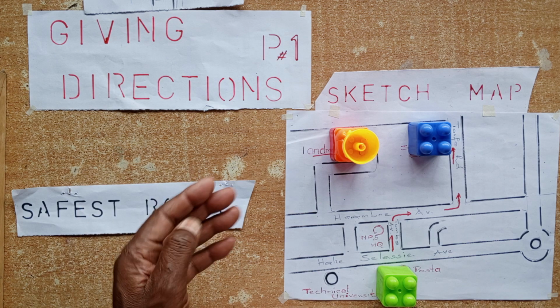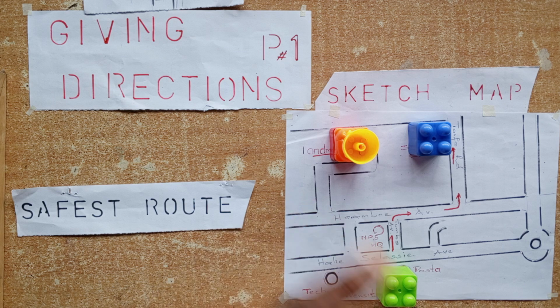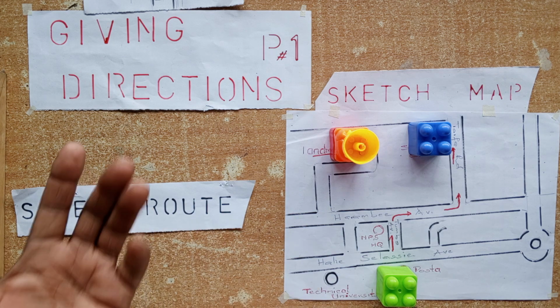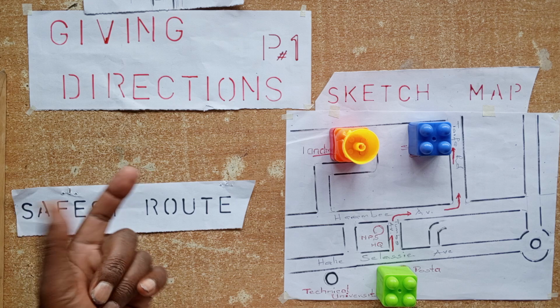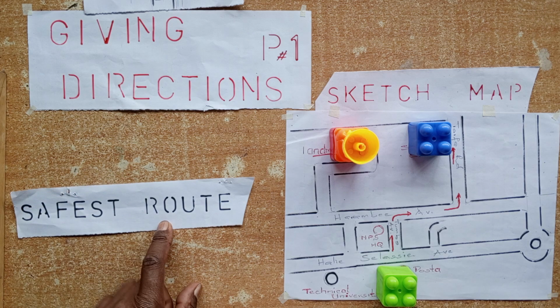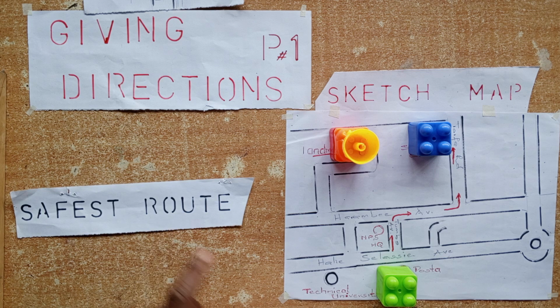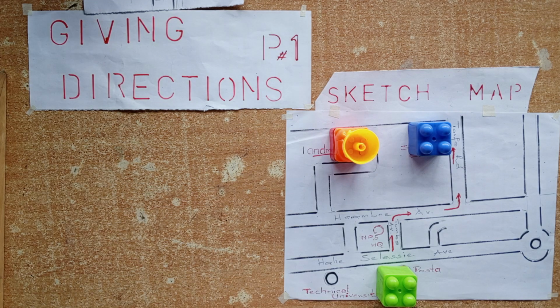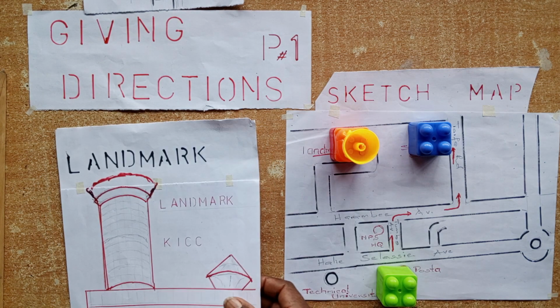Bypass roundabout. Use the safest route. Avoid dangerous routes, that is, routes that are prone to crime. Focus on familiar route, and as you do that, warn the stranger about confusing parts of the route. When giving direction, make use of landmarks.